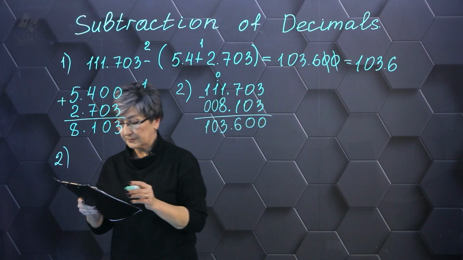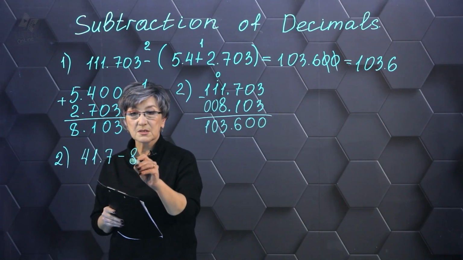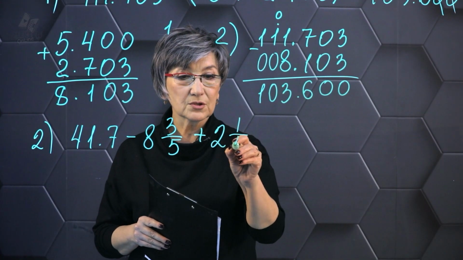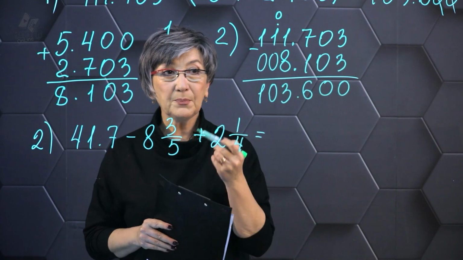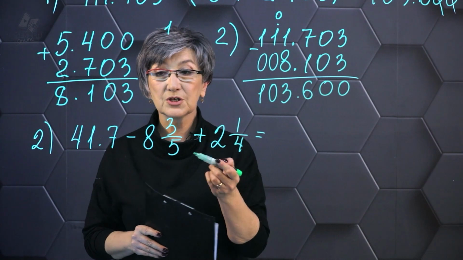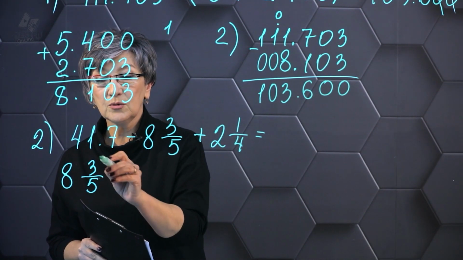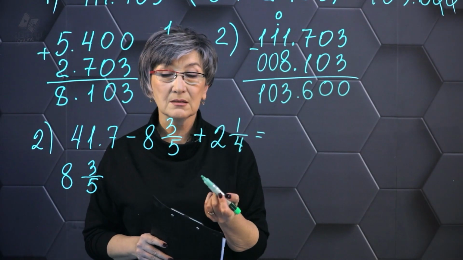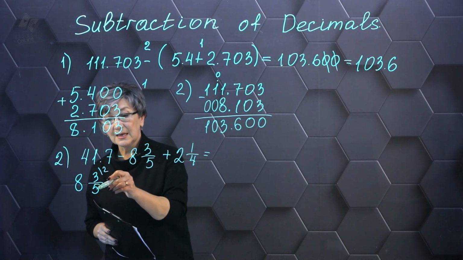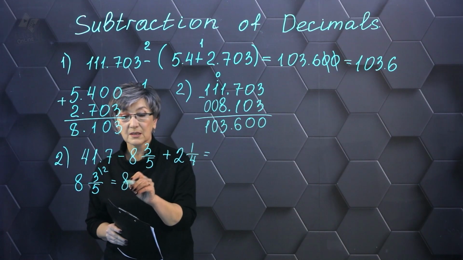Let's look at another example where we're going to encounter fractional numbers. Second example. 41.7 tenths minus 8 and 3 fifths and plus 2 and 1 fourth. First, let's try to convert the mixed numbers to decimals because it's easier to subtract. So, 8 and 3 fifths. Let's bring the fractional part to a denominator of 10. To do that, we're going to write down an extra multiplier. 10 divided by 5 is 2. The result is that 8 and 3 fifths is 8 and 6 tenths.